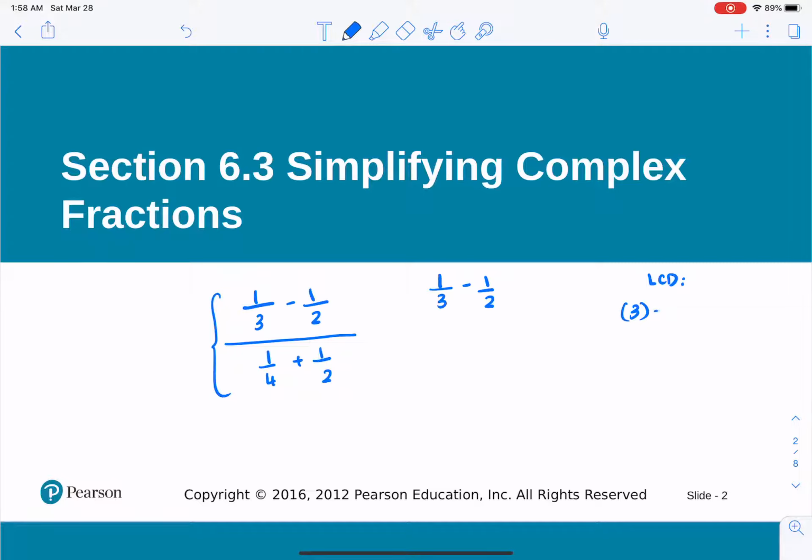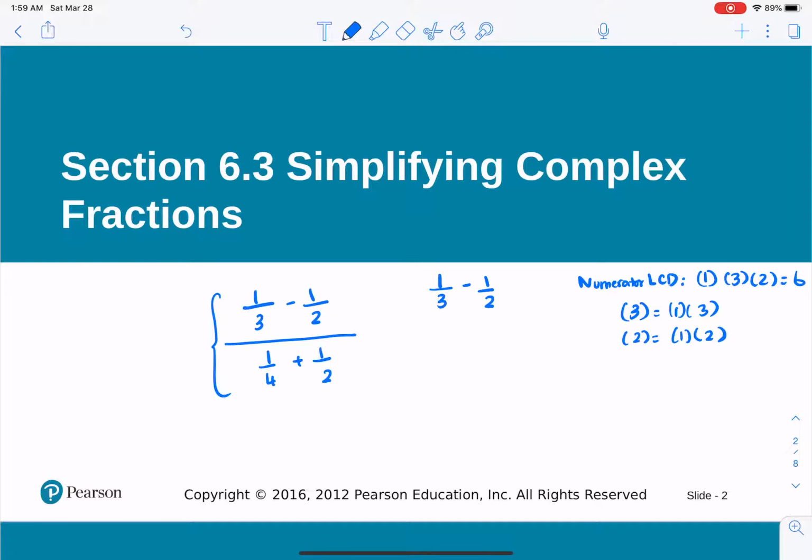I could write 3 as 1 times 3 and 2 as 1 times 2. So for the numerator, 1 is in common. There is nothing in common between 3 and 2. So the LCD is 1 times 3 times 2, which is 6. I'll call that the numerator LCD.